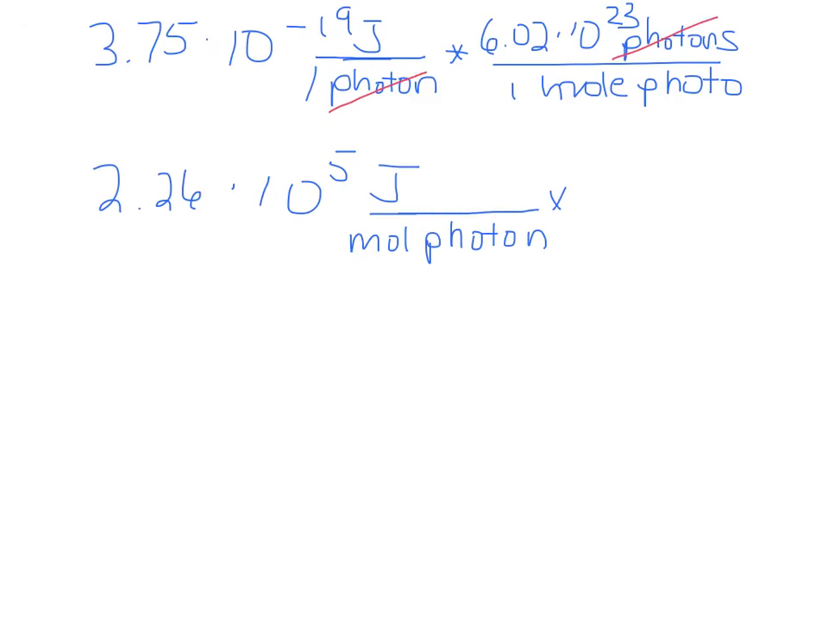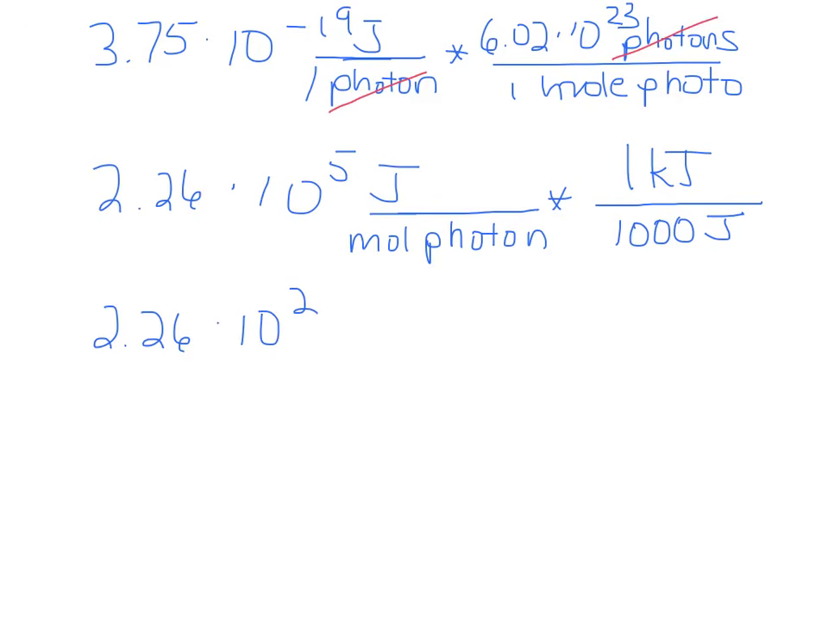And the question asks us for the answer in kilojoules, so let's remember that there are 1,000 joules in 1 kilojoule. So when we finish multiplying this out, our answer is 2.26 times 10 to the 2nd kilojoules per mole photon. And that's the answer.